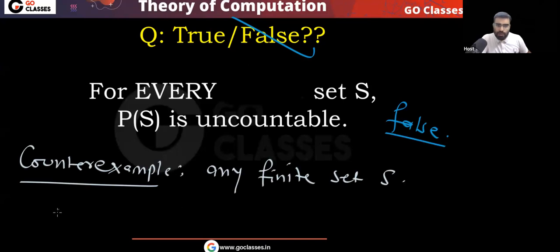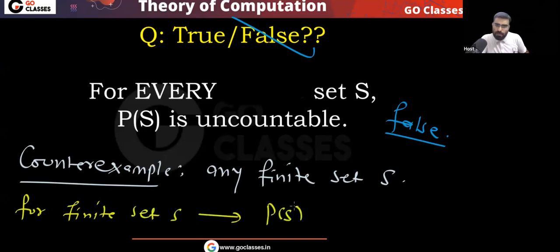Because if you have a finite set S, what will happen? PS will also be finite. Yes or no? PS is also a finite set. So very simple. This statement is false.